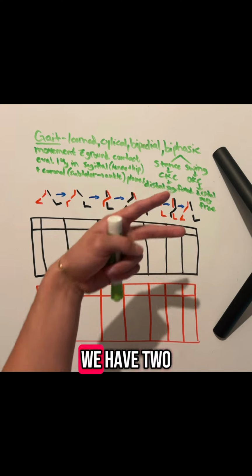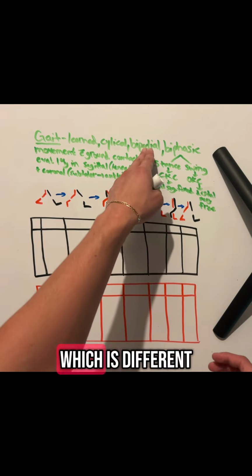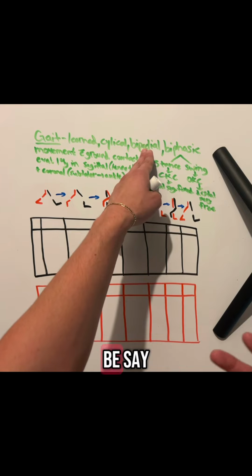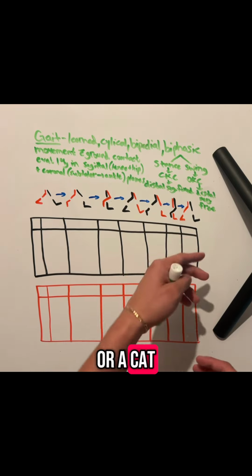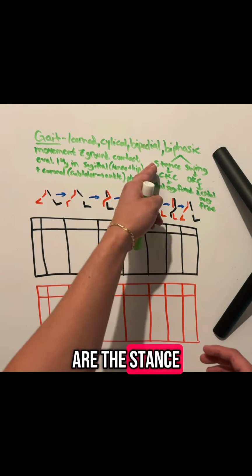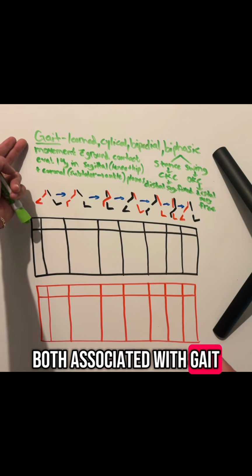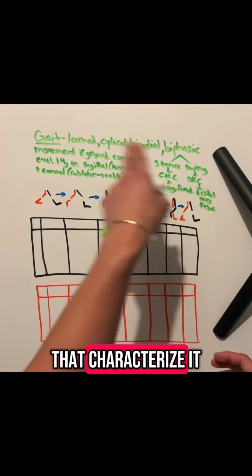It's bipedal because we have 2 legs or 2 feet, both actually, which is different than what would be, say, with a dog or a cat. And it's biphasic because it's made up of 2 phases. Those 2 phases are the stance and swing phases. The stance and swing phases are both associated with gait, and those are the 2 phases that characterize it.